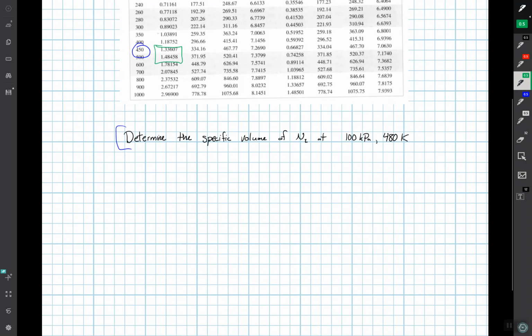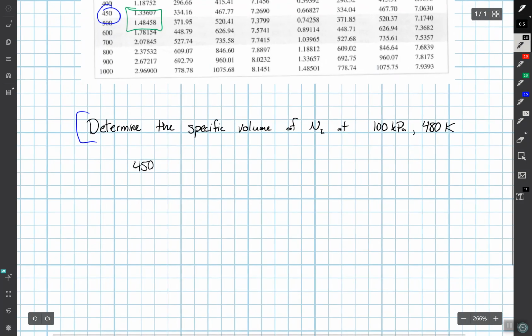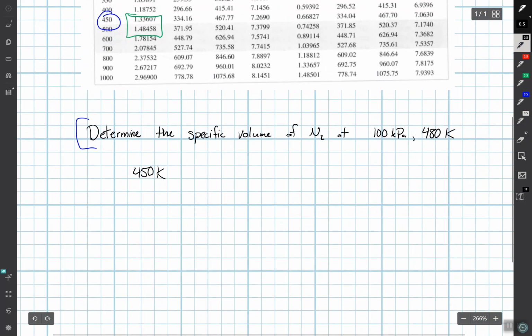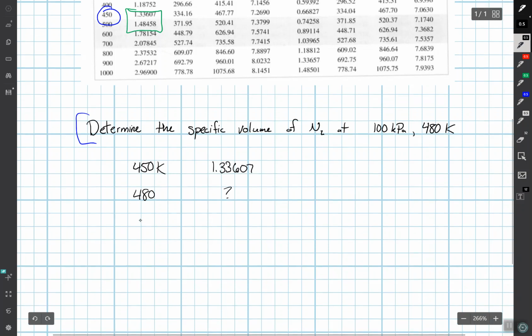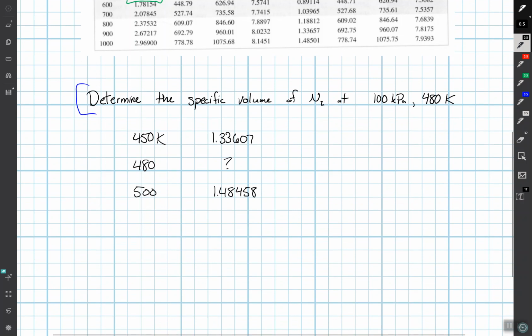I'll make a little table down here. So at 450K, our specific volume is 1.33607. At 480, it's currently an unknown. And at 500, our specific volume is 1.48458. So what we're going to do basically is do a linear interpolation.